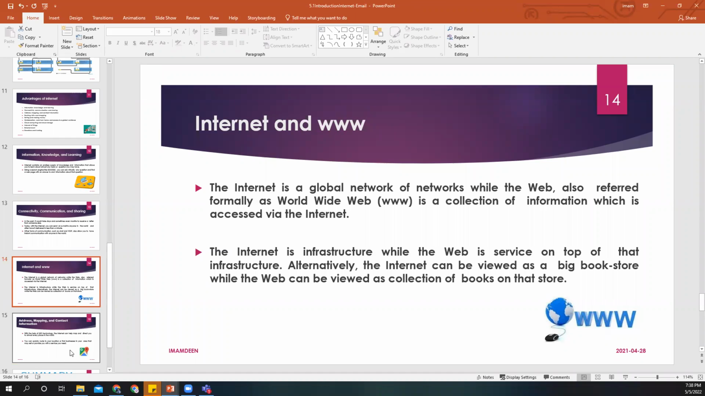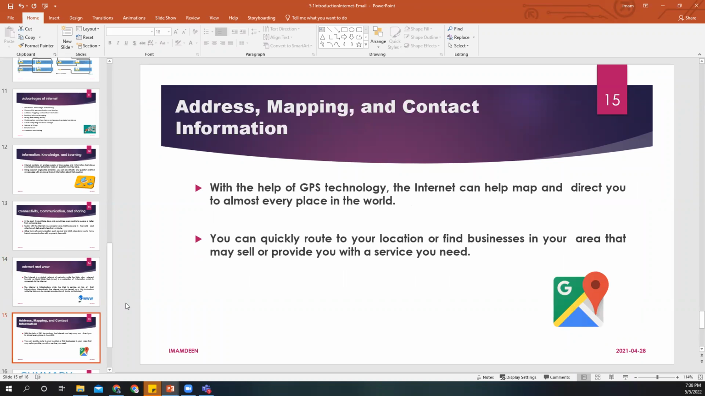So next we'll see address mapping and contact information. These are the things we use in Google Maps, right? We have to find locations on Google Maps. So by using the internet, we can find them very easily, right? Without asking anyone.